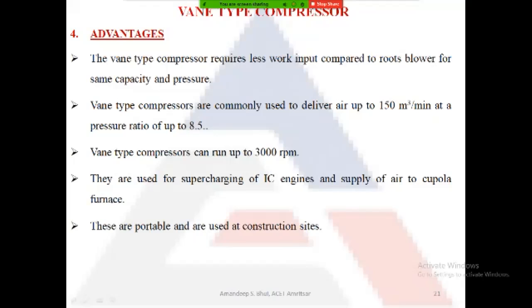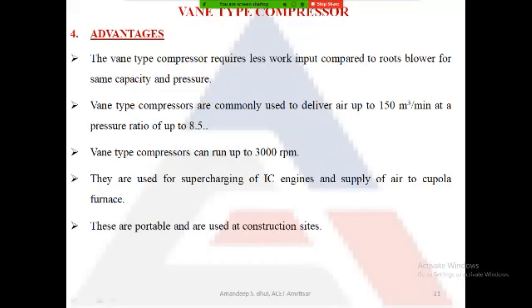They are used as superchargers for IC engines, and also for the supply of compressed air for a cupola furnace. Now, a cupola furnace is one that is used for the distillation of the crude oil. In that, the compressed air supplies more oxygen for the combustion of fuel inside a cupola furnace, and for supercharging of IC engines.